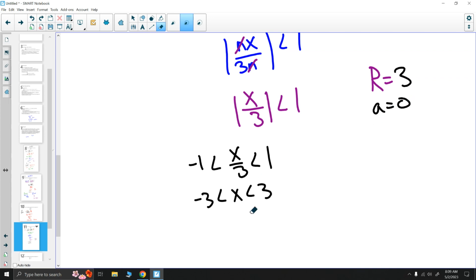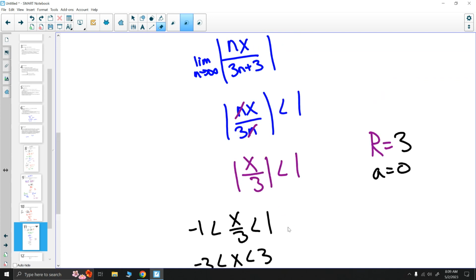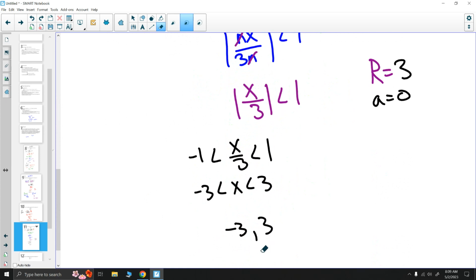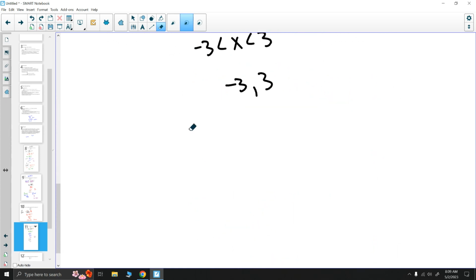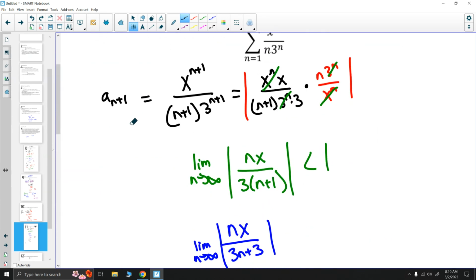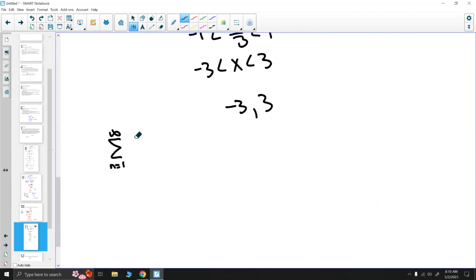So it's centered there. Okay, so we know from negative 3 to 3 it works, but we don't know if it includes negative 3 or 3. So now we need to try them out. So we're going to go back up to this thing and do it for negative 3. So let me rewrite this sum as n equals 1 to infinity, I think it was 1, yeah, x to the n over n times 3 to the n. Okay, so what we're going to do here is plug in negative 3 first.